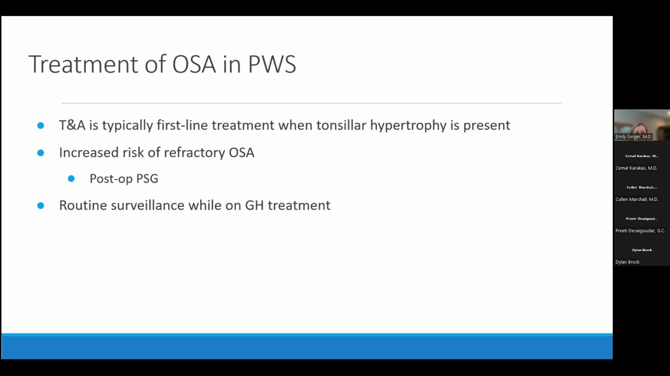And then just to remember, while they are on growth hormone, there can be that development of sleep apnea because it does increase the lymphoid tissue. So screening them for snoring or sleep problems intermittently while they're receiving treatment is important.